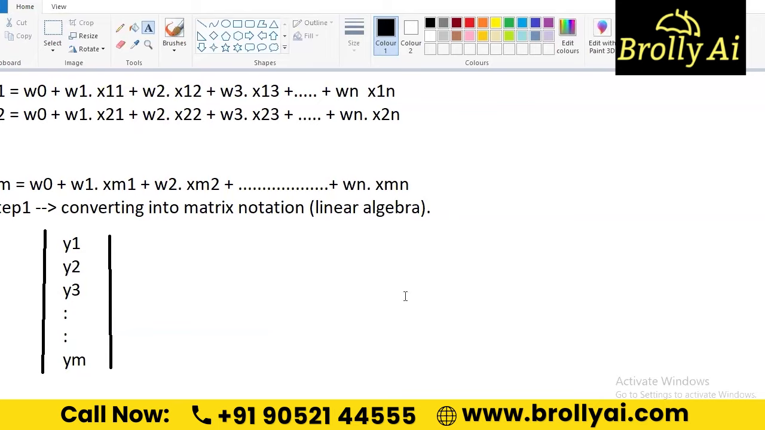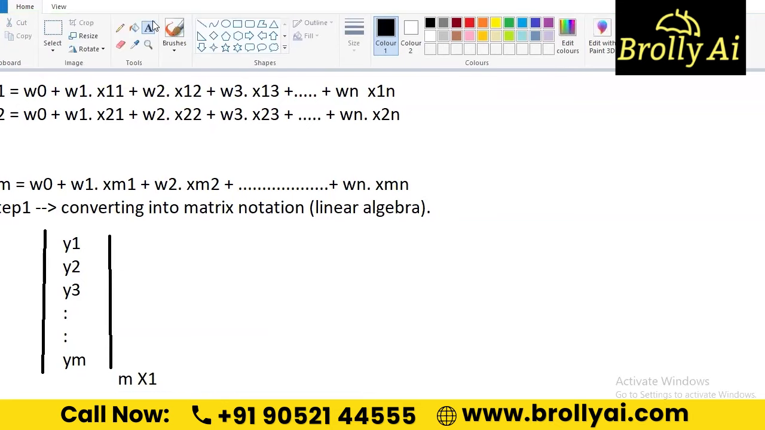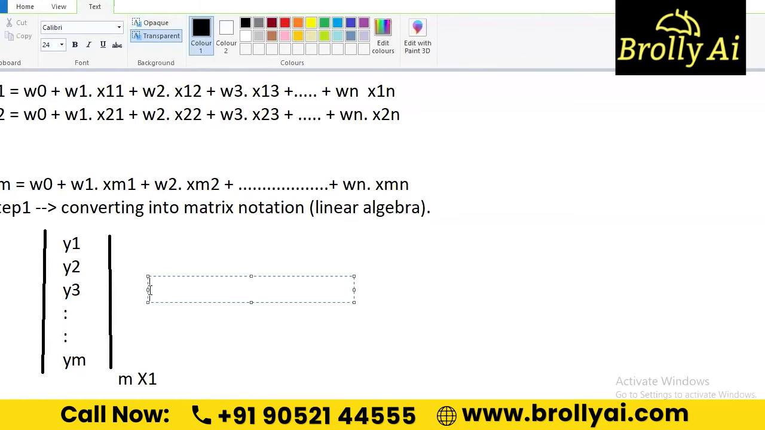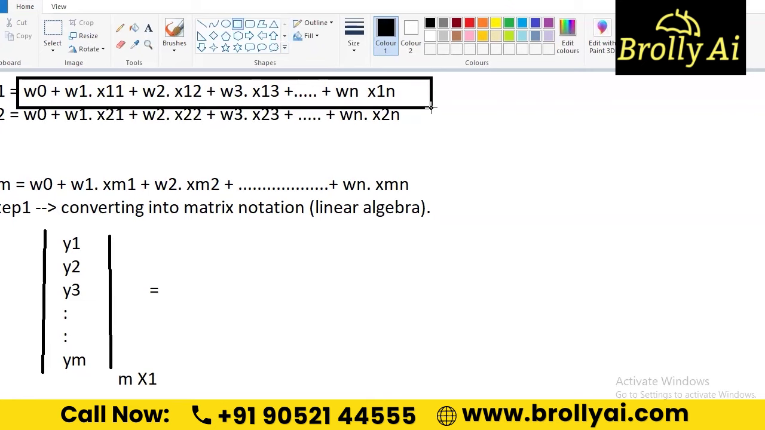Based on this, what is the size of this matrix? How many rows do I have? M rows. How many columns? One column. M rows, one column. This is the size of this label matrix. After that, equal to. On the right side of the equal sign, this entire expression is available.